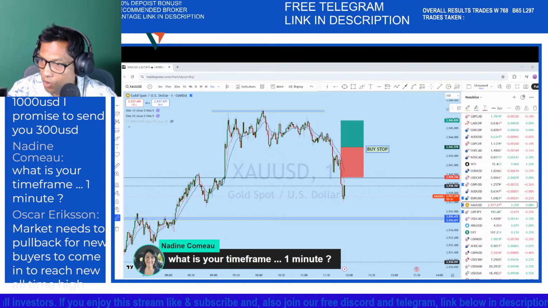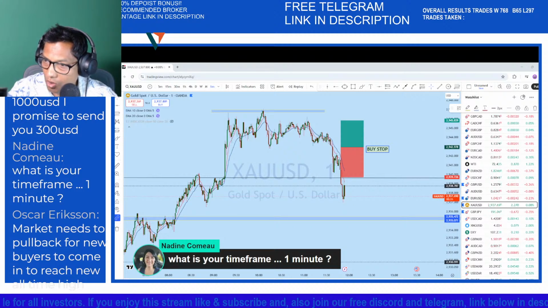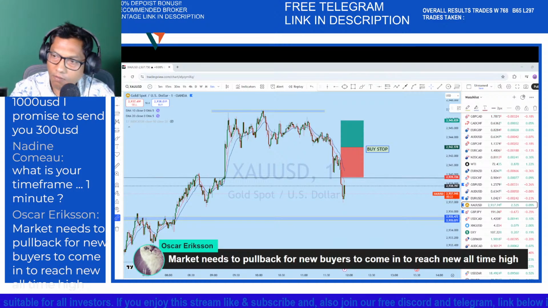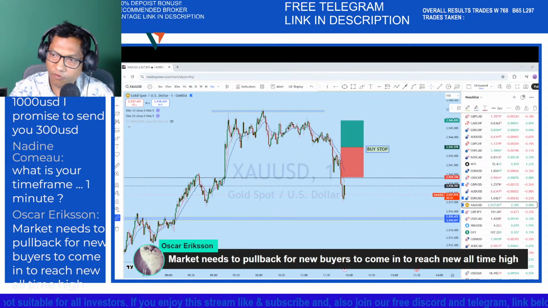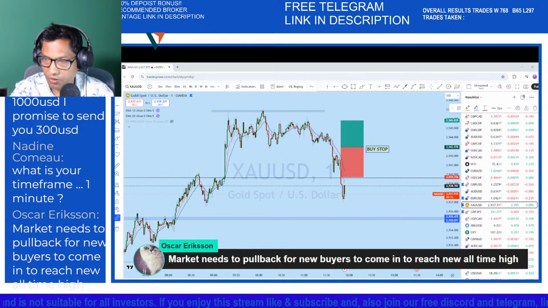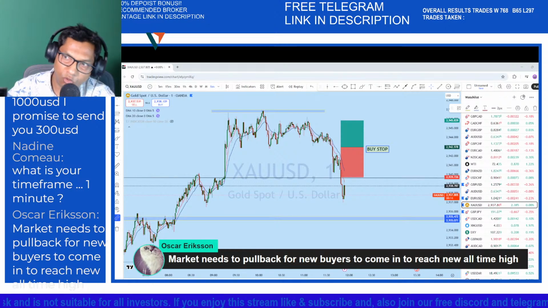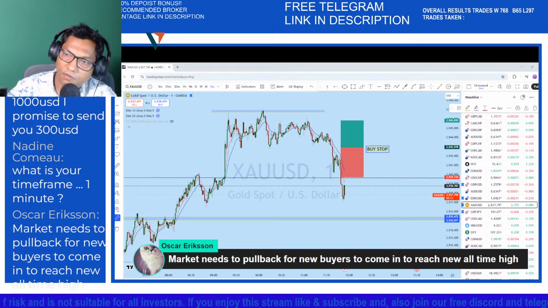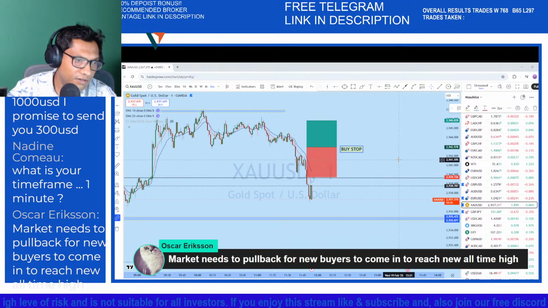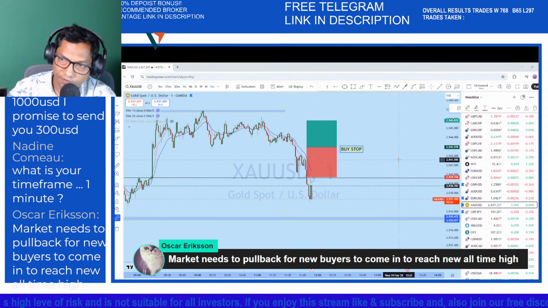Market needs to pull back for new buyers to come in to reach a new all-time high. So why does the market need to pull back? That's another important question, isn't it? Why does the market need to pull back when it reaches such an important level?